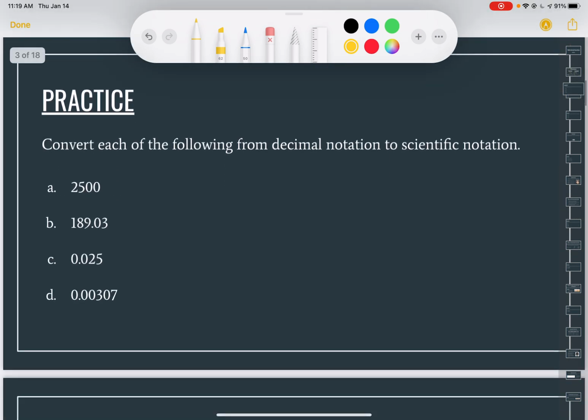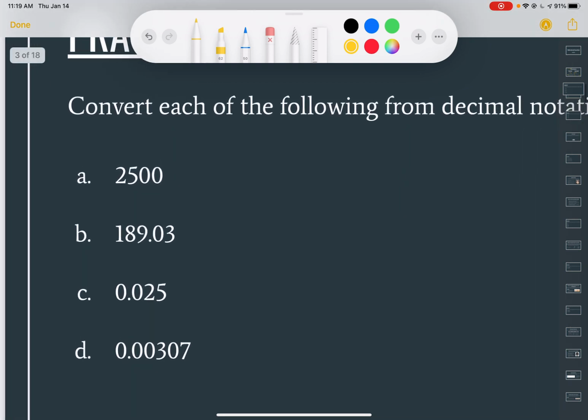So here's some ones to practice. Convert each of the following from decimal notation to scientific. I'll do these ones out with you. Or for you, I guess, since I can't see if you're doing them or not.